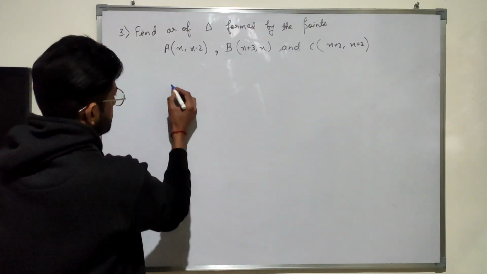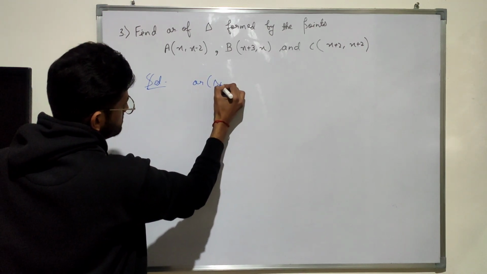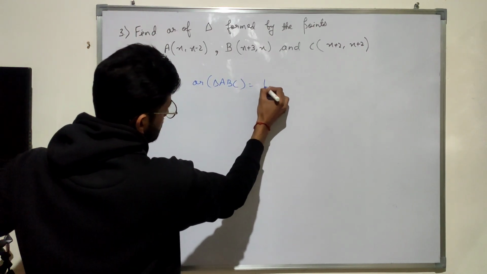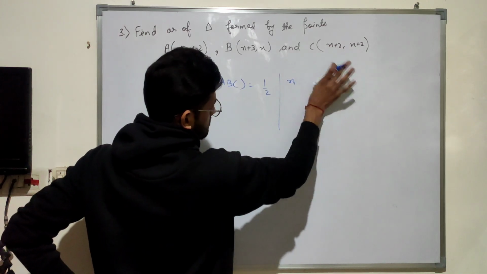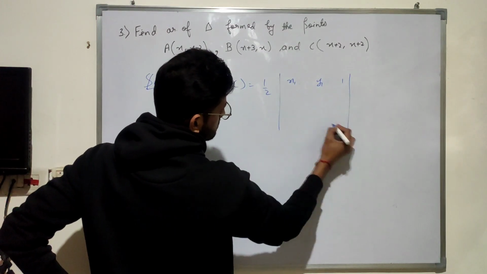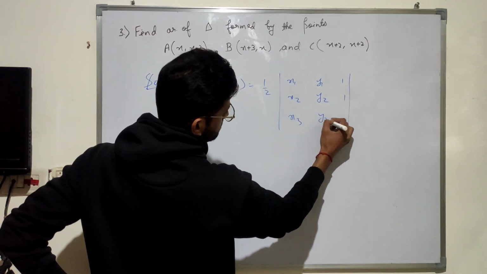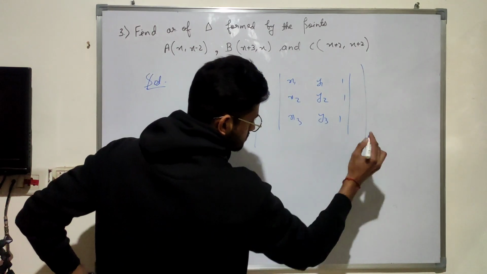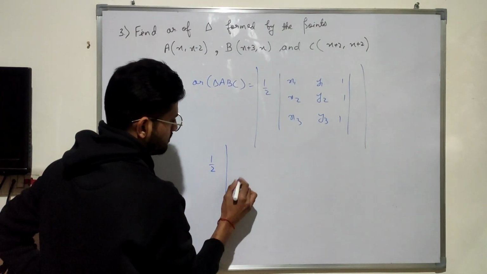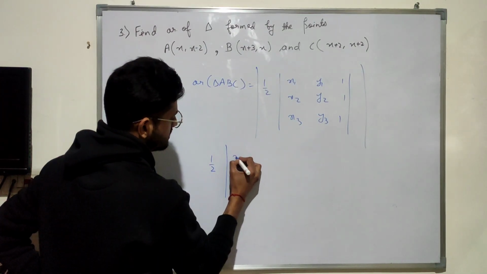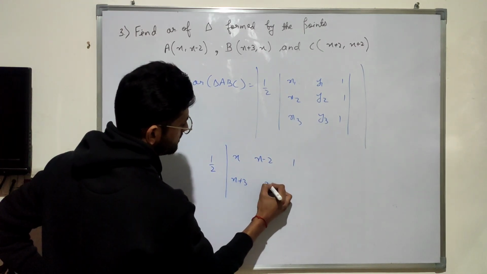So this is very basic. We will just apply our formula, that is, the area of triangle ABC is equal to half of the determinant of x1, y1, 1, x2, y2, 1, x3, y3, 1, applying modulus on the overall result. So now we will solve it. One by two of the first coordinates x, x minus 2, 1. The second coordinates are x plus 3, x, 1.